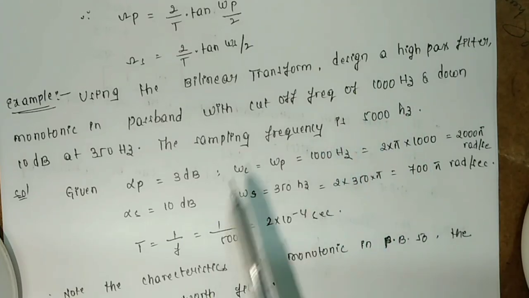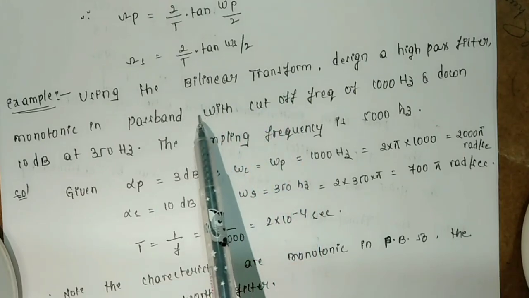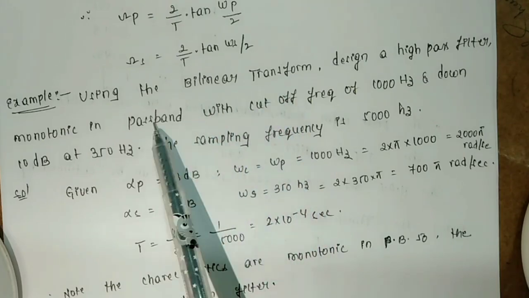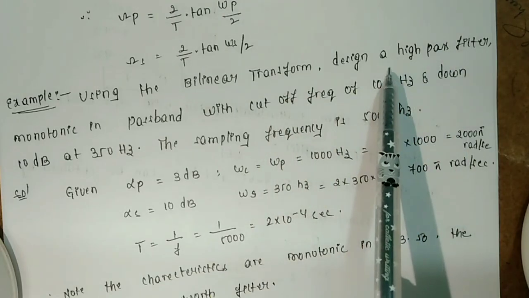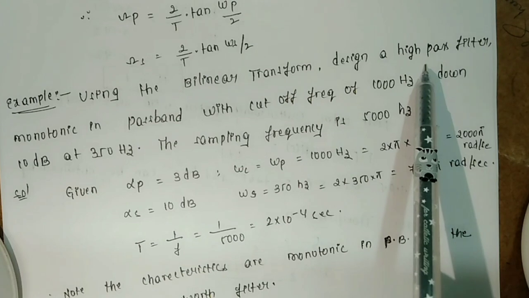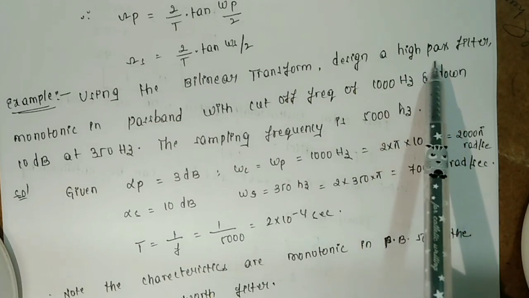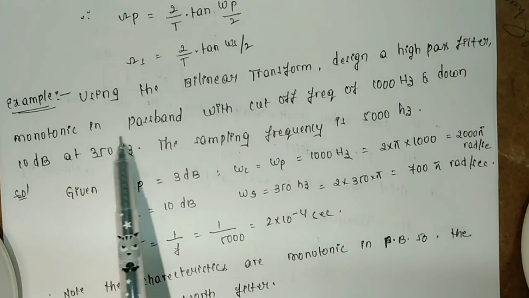In this problem, the clue they have given is the bilinear transform. Using the bilinear transform, they are asking you to design the high pass filter. This is one more key point you have to observe: they are not asking for the low pass filter, they are asking for the high pass filter. And monotonic in passband is also one of the clues.